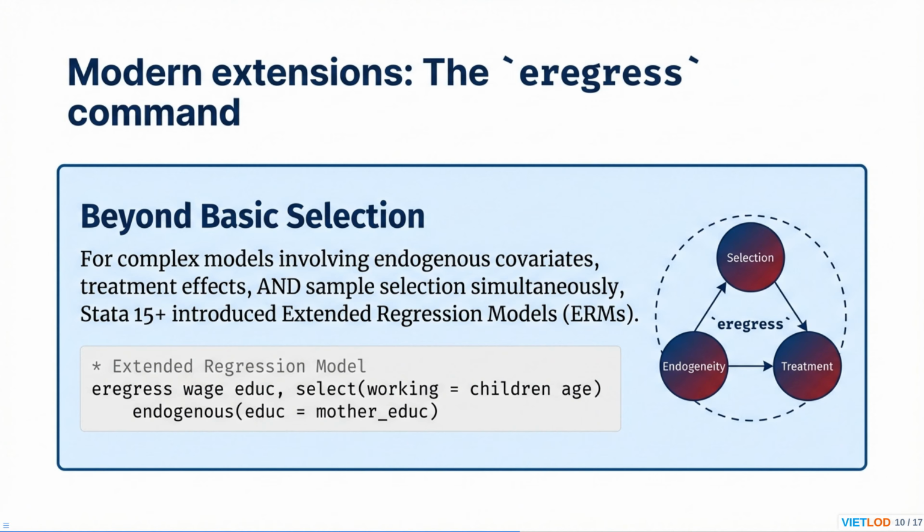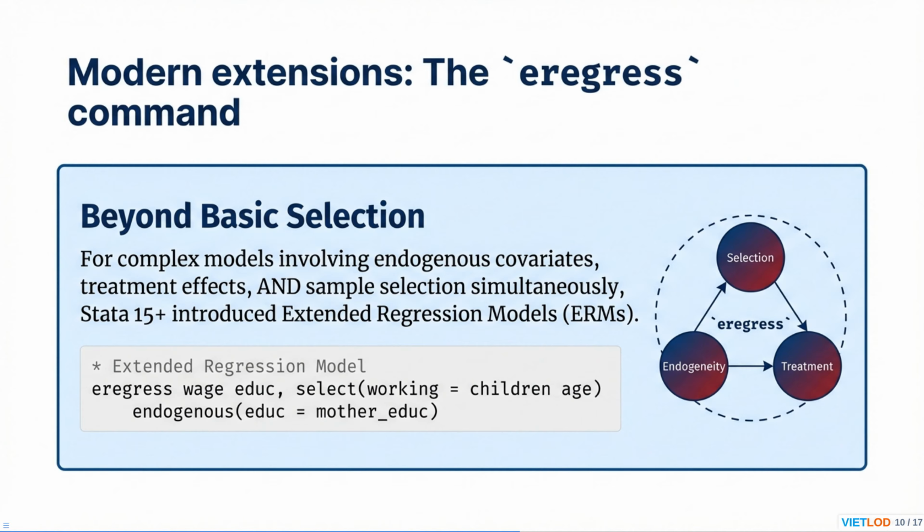While the traditional Heckman model addresses sample selection, Stata 15 and later versions introduced a more powerful and flexible command called eregress. This stands for Extended Regression Models, or ERMs. The eregress command is designed to handle more complex scenarios where you might be dealing with endogenous covariates, treatment effects, and sample selection simultaneously.